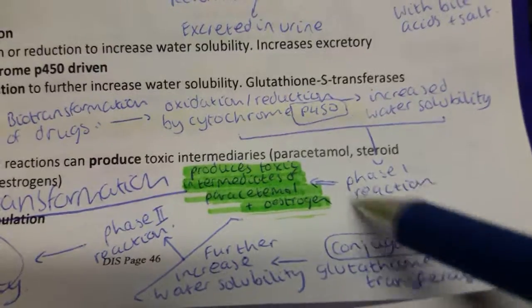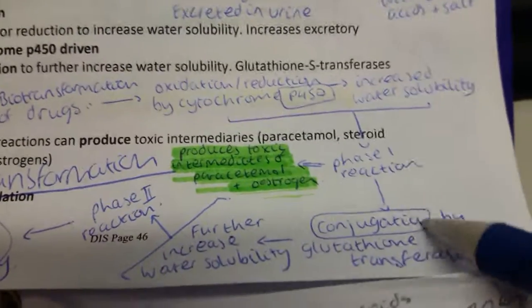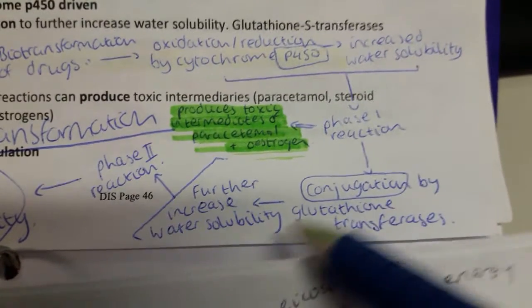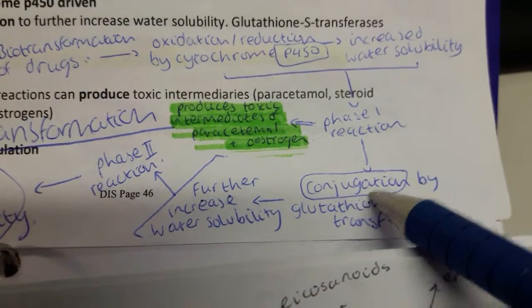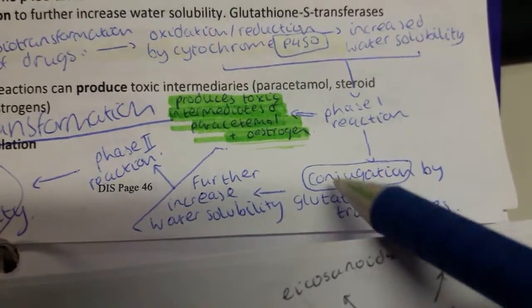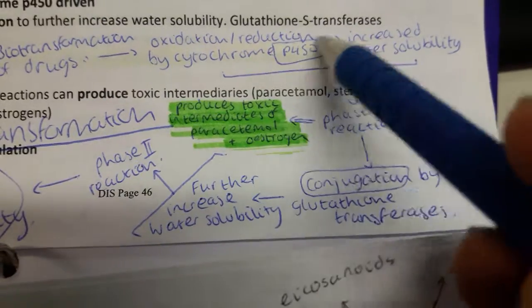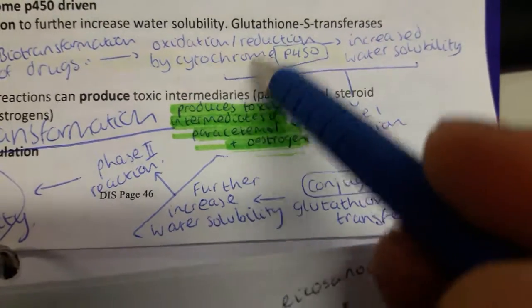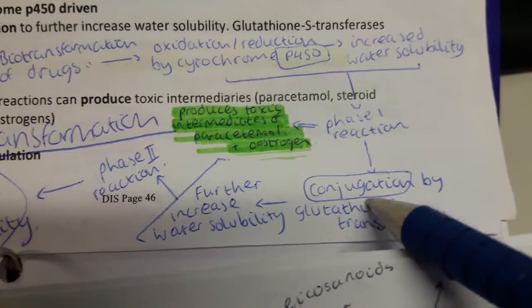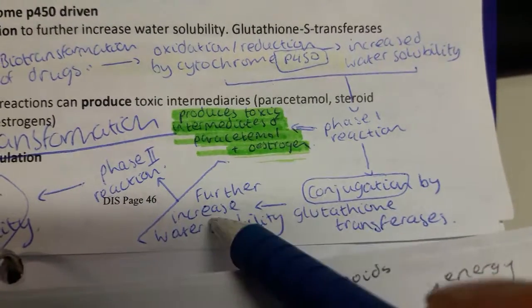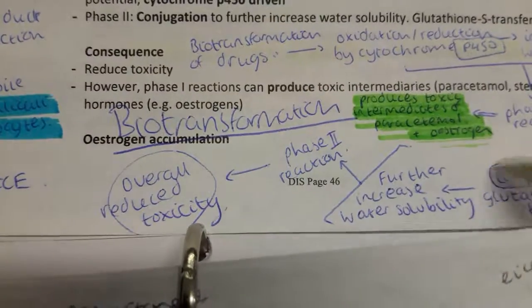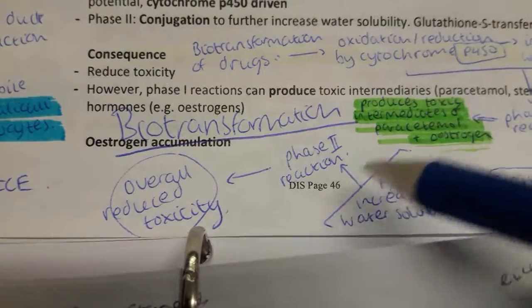And after the phase 1 reaction of biotransformation, you then have the phase 2 reaction. So what's the phase 2 reaction? Well, this is conjugation by glutathione transferases, which is not that important, but it's conjugation essentially. The important part is P450, oxidation and reduction in phase 1, and conjugation in phase 2. And what this does is it increases the water solubility further and detoxifies the drug even further. Overall, phase 1 and phase 2 reactions reduce the toxicity of the drug.